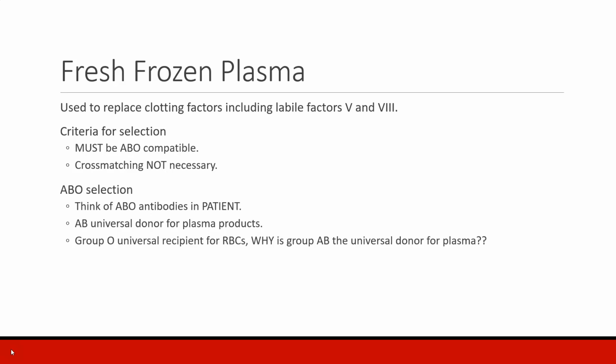AB is the universal donor for plasma products. Group O is the universal recipient for red cells. So why is Group AB the universal donor for plasma? Well, that's because for red cells, for a universal donor, we look for a cell lacking all ABO antigens. In plasma, we're looking for plasma that lacks all ABO antibodies. And group AB people are the only ones that do not have anti-A and do not have anti-B. Blood bank requires you to think a lot, and that's why I love it.